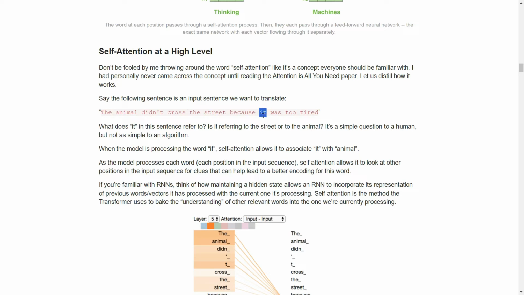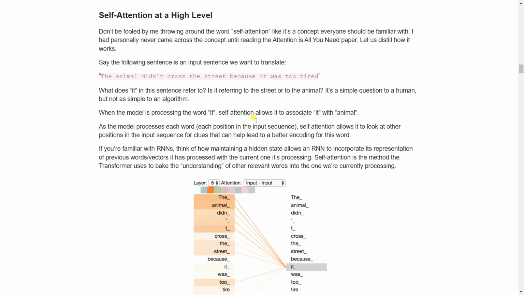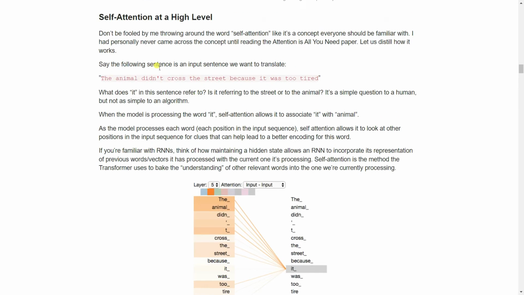So it किसको indicate करेगा? Animal को, street को या tired को? As a human being, we know that it obviously animal को indicate करेगा, right? So इसलिए, लेकिन when you pass this data inside a machine or algorithm, it may not predict it well. So that's why self-attention is coming up.